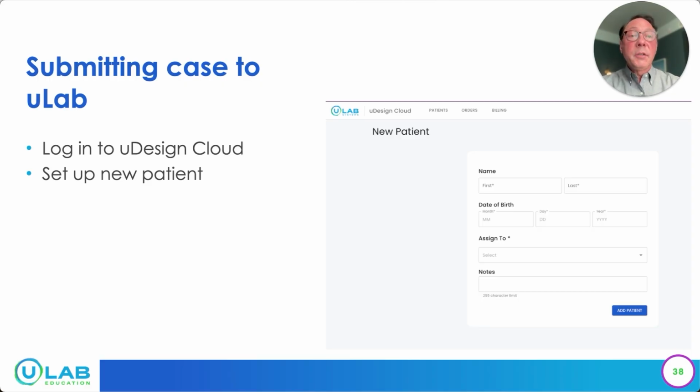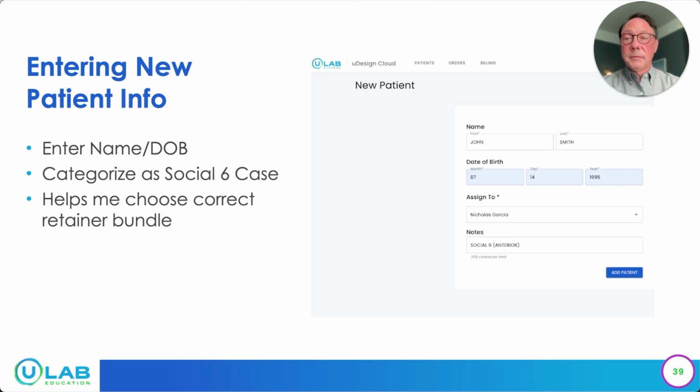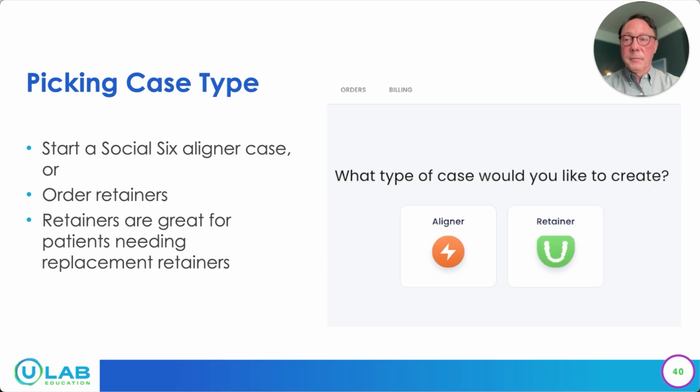We log into uDesign Cloud and set up the new patient. We enter new patient information, date of birth. I like to categorize them as social 6 cases because at the end, it helps me choose the correct bundle. You get to pick the case type. If you want to just do retainers, it's awesome, or you can pick aligners. Retainers are great for patients needing replacement retainers as well. Patients come in and say, hey, I would like a retainer. Just hit the retainer side and then order them. It comes very, very quickly.